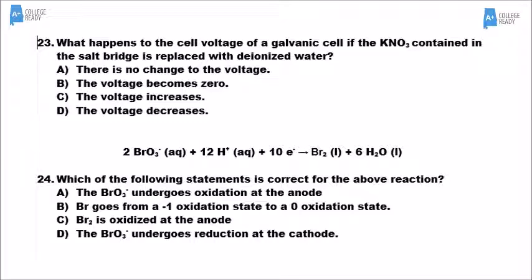The salt bridge functions to maintain charge between the two half cells. If there was no potassium nitrate in the salt bridge, just replaced with deionized water, there would be no charges that could balance that out. And that means it would not work. The voltage would become 0.